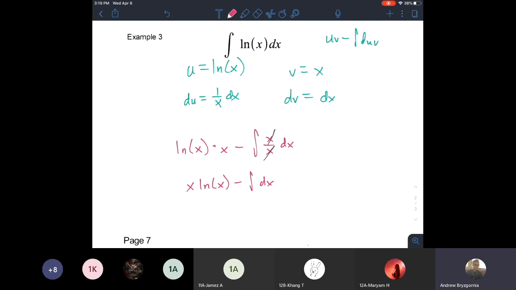And so the integral is not too bad. Actually, it's quite easy, I should say. So the antiderivative for natural log of x ends up being x natural log x minus x plus c.